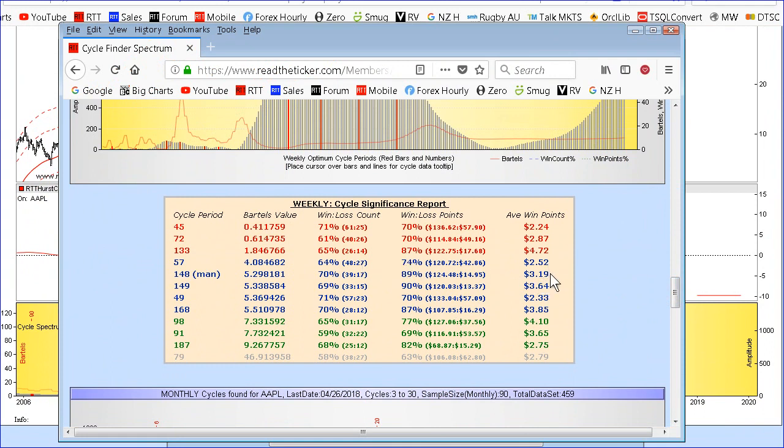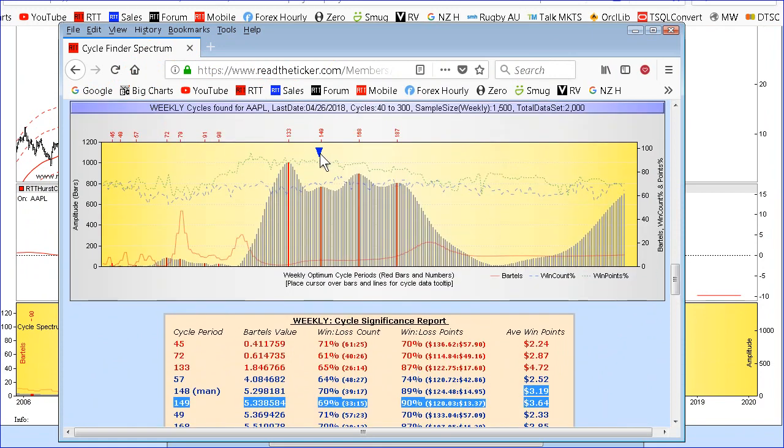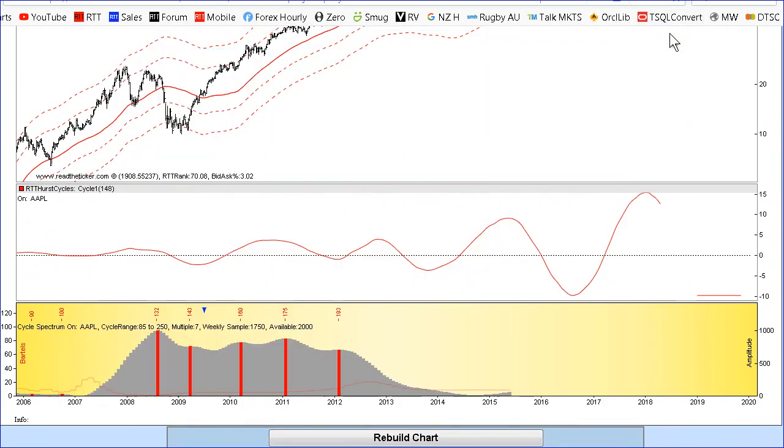And it's got the highest average, 148, 149. Look at that, highest average win points. This is where the blue line is. It's got very low Bartels, pretty good amplitude, and as you can see there, a pretty high percentage. The green line up there is the win-loss points ratio. Okay, so that's just a quick highlight of that, and this spectrum here can be drawn in the cycle chart so you can monitor it.